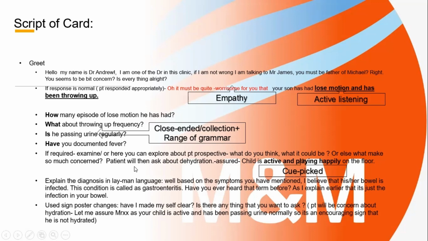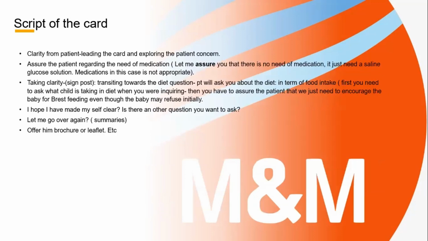When the patient is concerned about hydration, you have to pick up the patient's view, that he has been passing urine regularly, and you can see that he's playing happily on the floor. Then you have to explain the diagnosis in layman language, not gastroenteritis, but in layman language, right? You must have a proper signposting statement. Let's say after explaining the diagnosis, you have to ask the patient, have I made myself clear? Is there anything else you want to ask? Okay. And if you don't have any questions, I'd like to move on toward the treatment part. Can I? Right? We can go on and describe like that.